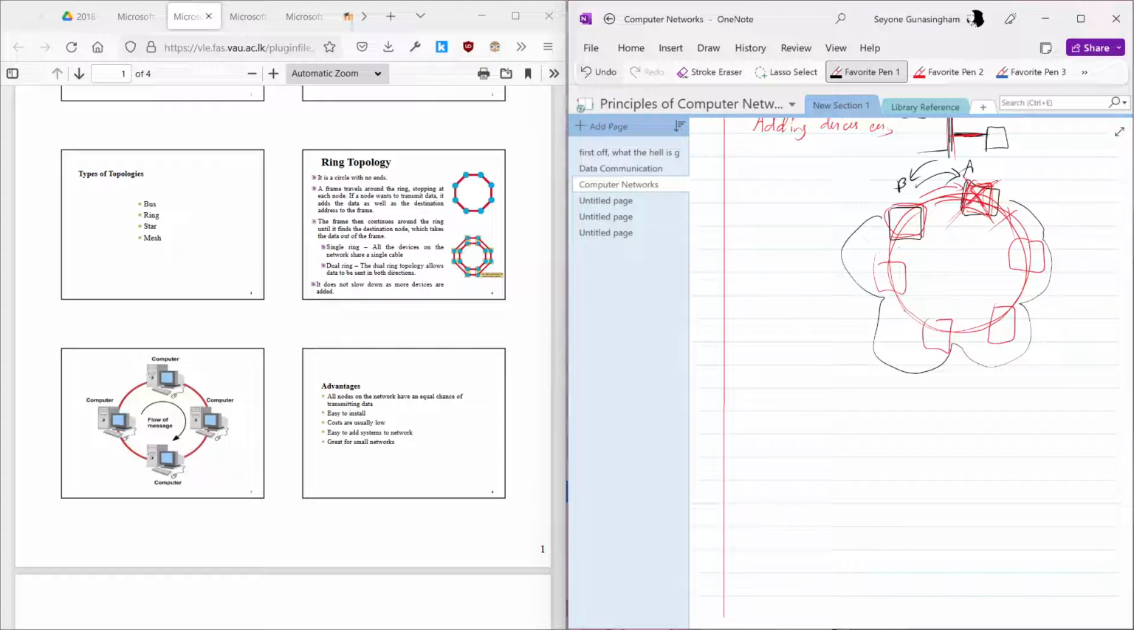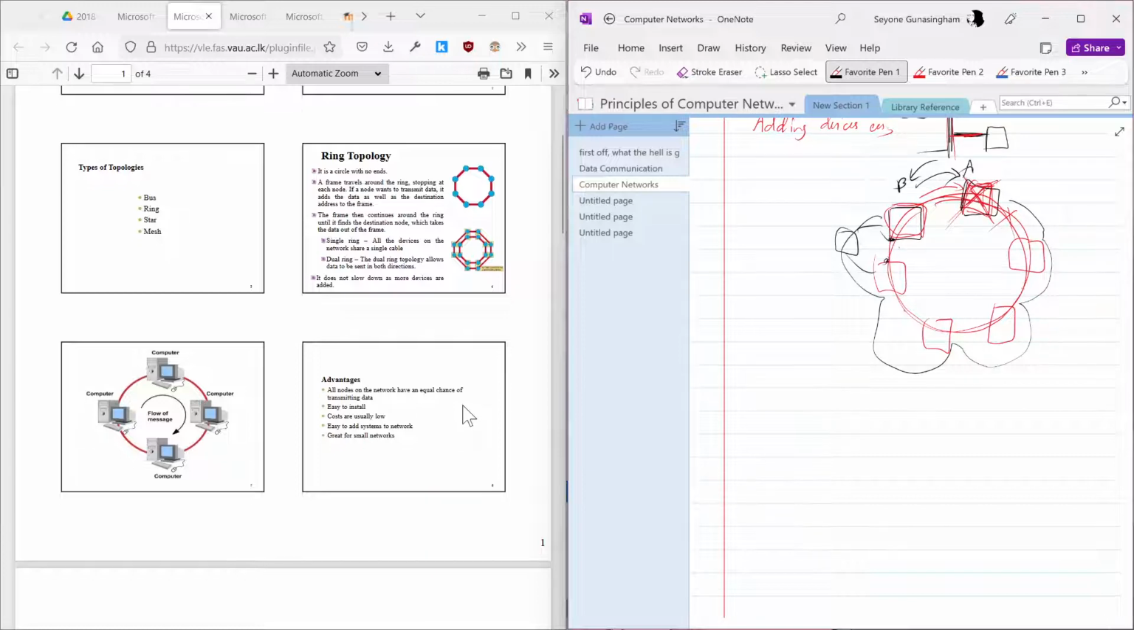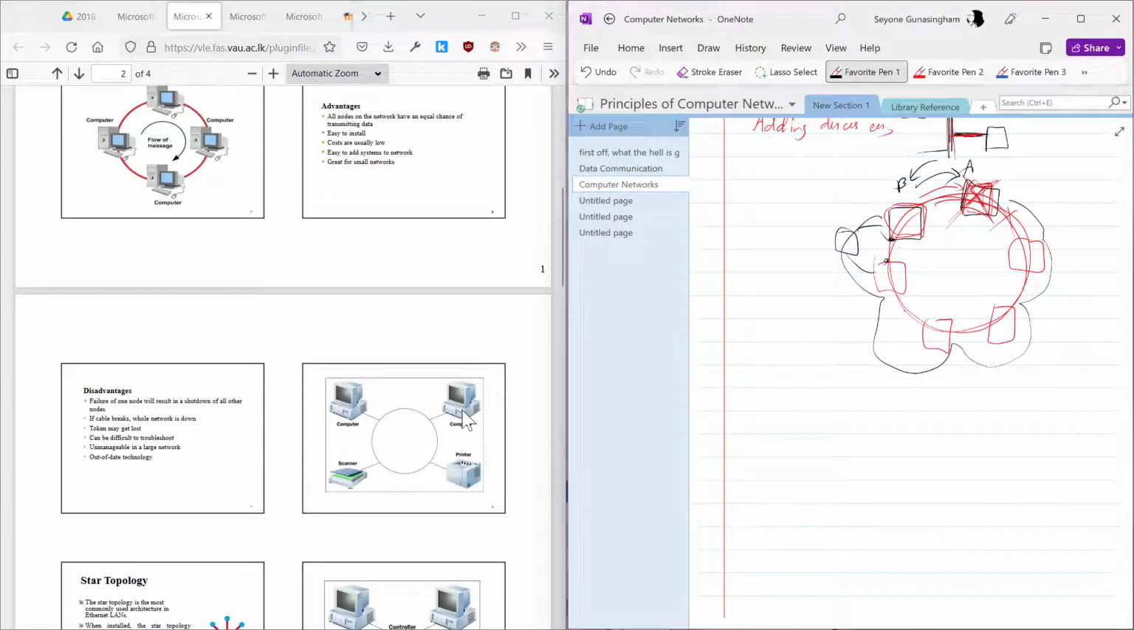That's dead simple, right? It's very good for small networks, and you could easily add a device. Just disconnect this, put in 2 cables, boom, done. New device installed. Pretty cheap, really cheap, but the disadvantage is if one device dies, the system dies. If a cable dies, the system dies.